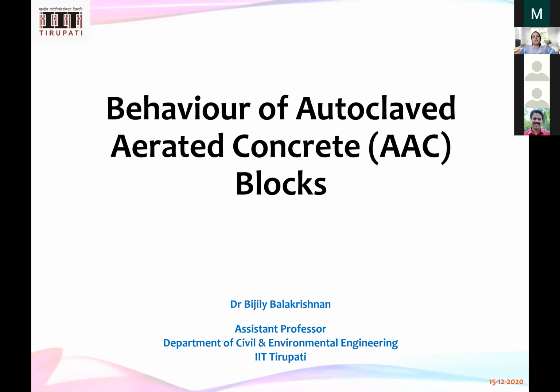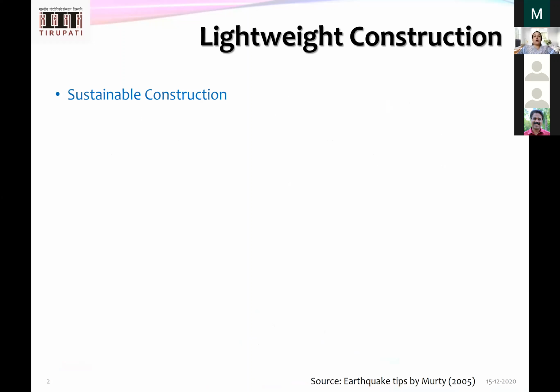for partition walls. Obviously, along with that, there are a lot of problems we have faced. We are still seeing a lot of problems associated with these AAC blocks. But how AAC block became a widely used material is something I'm going to discuss in the starting. Then the properties of AAC blocks, then the manufacturing of AAC blocks, then the research happening in that area right now.